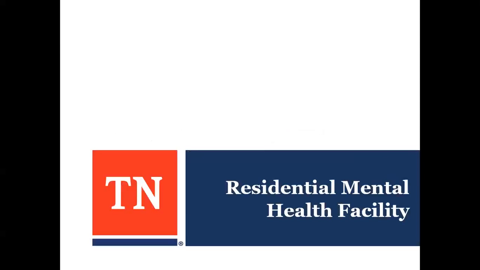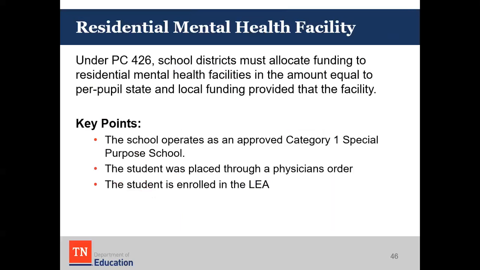The next group of students we're going to talk about are students that are placed in a residential mental health facility through a physician's order. In 2011, Public Chapter 426 passed, which states that school districts must allocate funding to residential mental health facilities in the amount equal to per pupil state and local funding, provided that the facility meets the following criteria. The school operates as an approved Category 1 special purpose school. The student was placed through a physician's order, and the student is enrolled in the LEA.